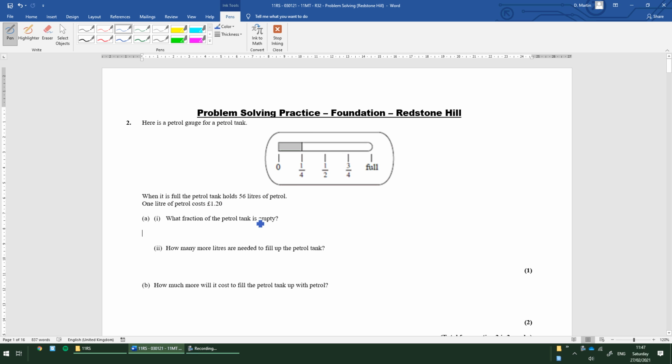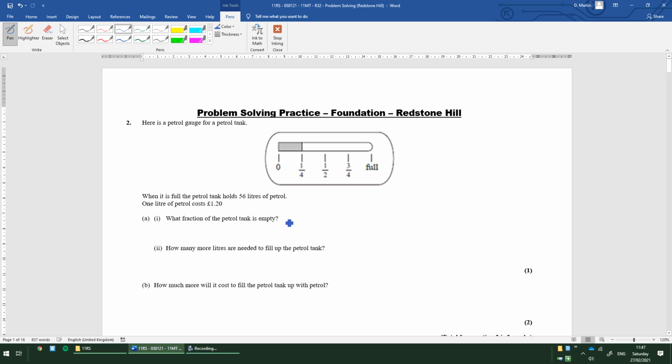Now, when we do this, you'll see I'm going through the ones for Redstone Hill. The questions were the same on all three papers, all three sets of worksheets. It's just that the Redstone Hill one goes through everything step by step, whereas the other two levels, the Snowdon and the Mont Blanc ones, gave you less support. So the Redstone Hill one will still show you how to get to the answer. It just goes through and shows everything step by step.